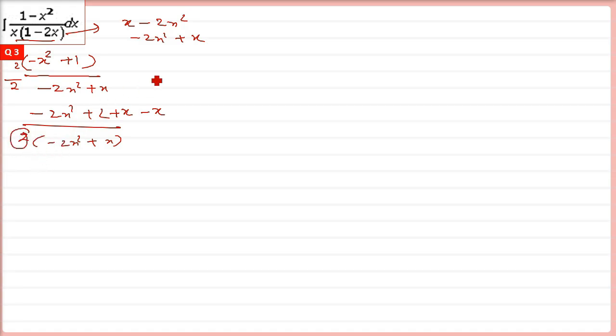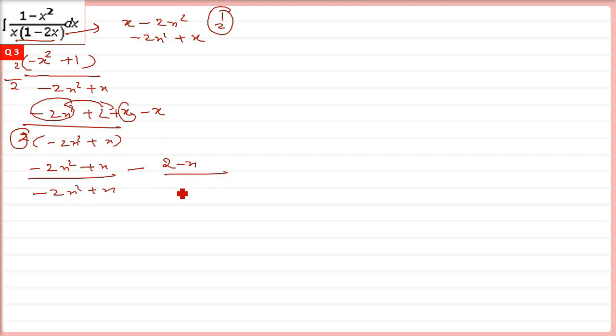2 has come because we needed what? 2 was multiplied earlier. If you remember, 2 multiplied and divided earlier. So negative 2x square plus x divided by negative 2x square plus x. How about this one? So 2 minus x is remaining now. 2 minus x divided by negative 2x square plus x. So this will be 1 minus. If you want, we can make it a plus, you can keep it as negative only.